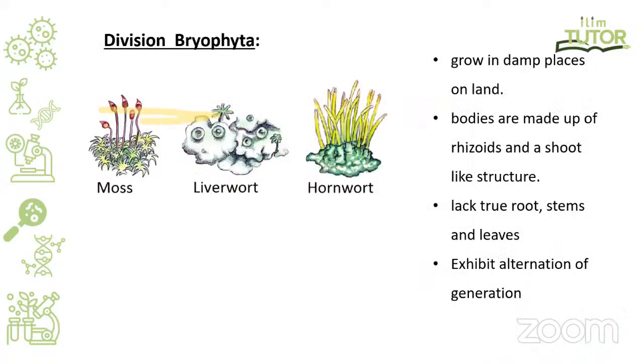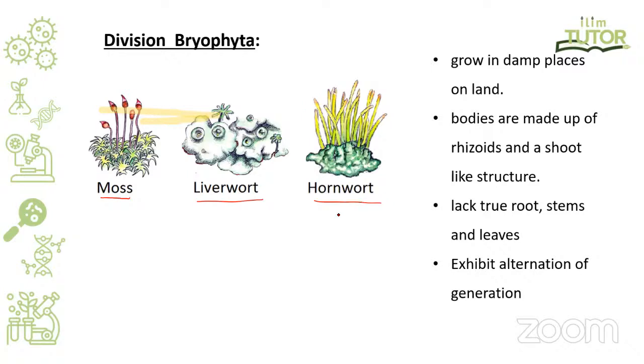So let's move on to something a little bit more advanced, which is the division Bryophyta. And the common examples of this particular division are the mosses and the liverworts. If you can remember hornworts, oh well and good.